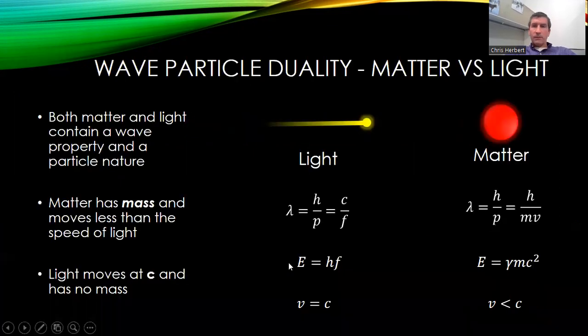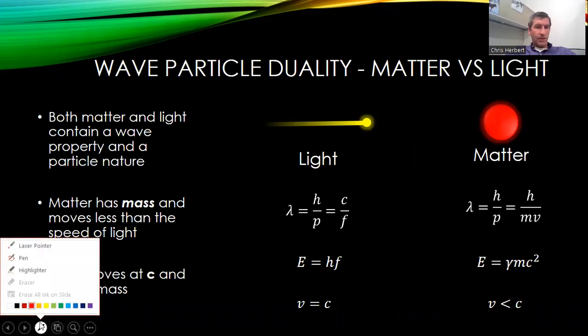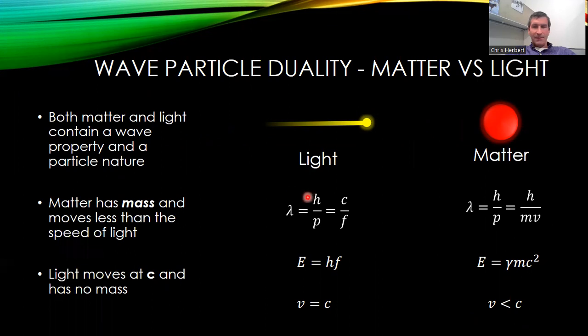Now, looking at each of these, we have, of course, our light, which has a wavelength equal to Planck's constant divided by its momentum, or alternatively, the speed of light divided by the frequency. So light, of course, has a wavelength. We saw that in the Young's double slit experiment that was established. Matter also has a wavelength.